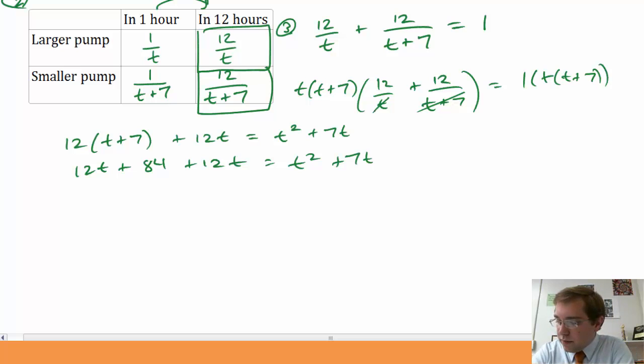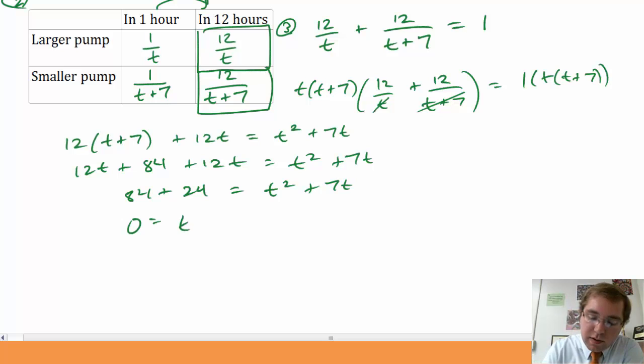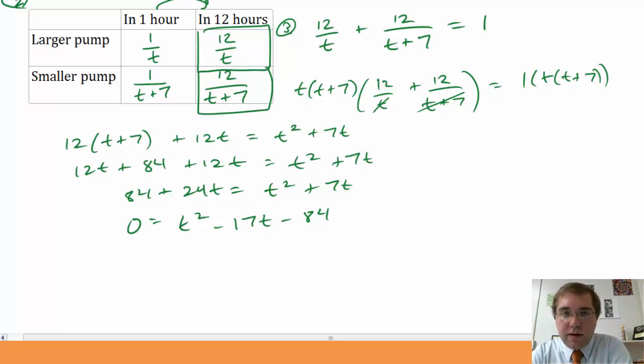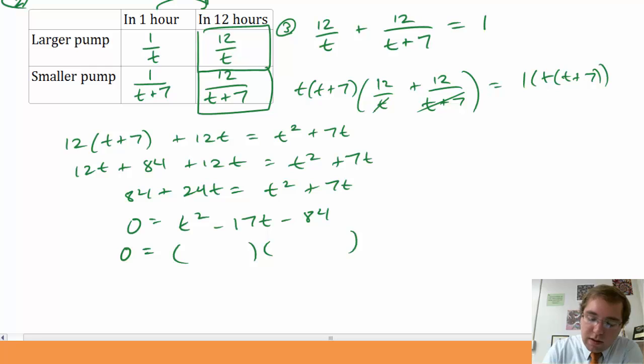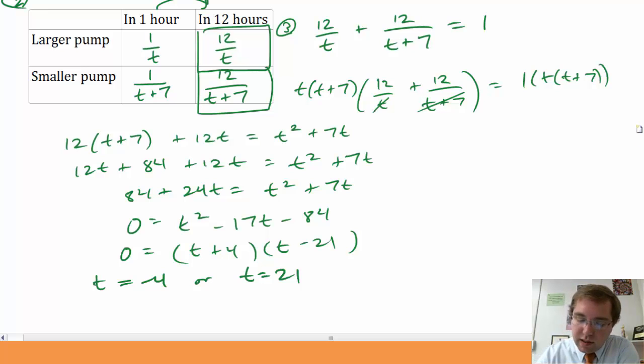We bring everything to the left-hand side and combine like terms. So I've got a 12T plus a 12T. That's going to make a 24T. Actually, let's bring everything to the right-hand side so that the T squared is positive. So 0 equals T squared, and 7T minus 24T is negative 17T, and minus 84. So 0 equals T squared minus 17T minus 84. Got it equal to 0, so I factor the other side. And it's going to factor as T plus 4 times T minus 21. That means T equals negative 4, or T equals 21.